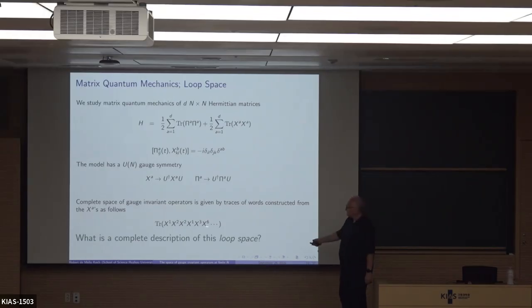And this is simply given by the trace of any product of these matrices X_A. When I say what is a complete description of the space, what am I after? I'd like a set of generating invariants, and I'd like to know what is the algebraic character of these generating invariants. If I can give you invariants and tell you what their algebraic character is, then I think that I've solved this problem of how to construct the space of gauge invariant operators. Okay.